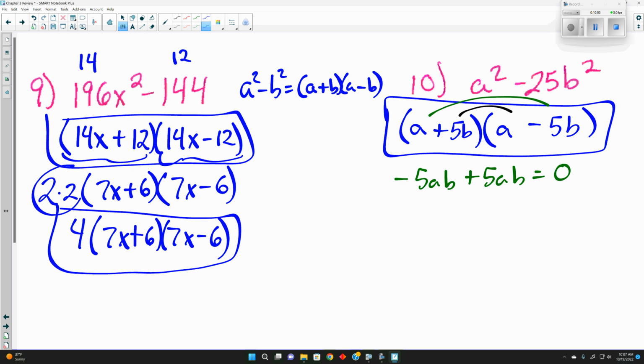Because we pulled 2 out of both, yes? Well, 2 times 2 out front is 4. So the actual greatest common factor we could have pulled out at the beginning was 4. Because that would have left us with pretty much 49 and 36, which is 7 and 6, which still is a difference of perfect squares.